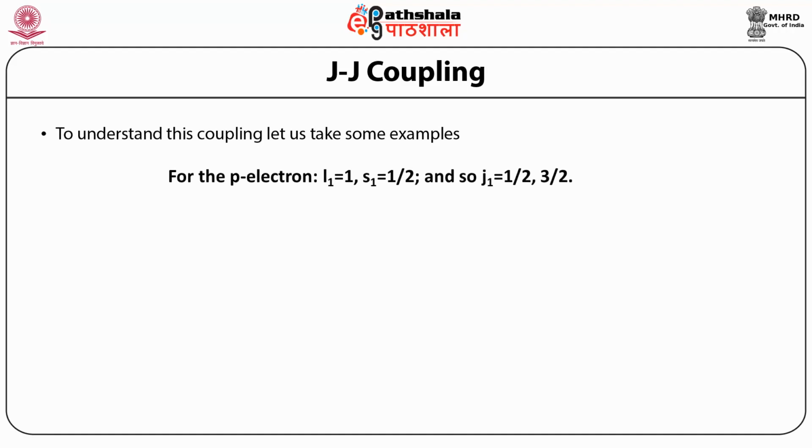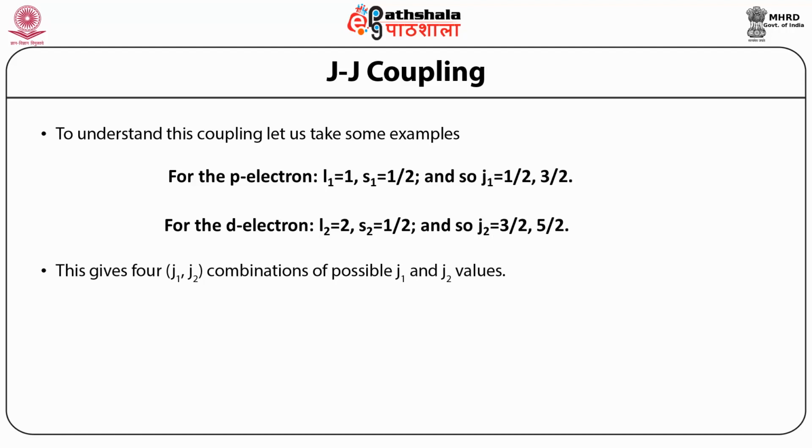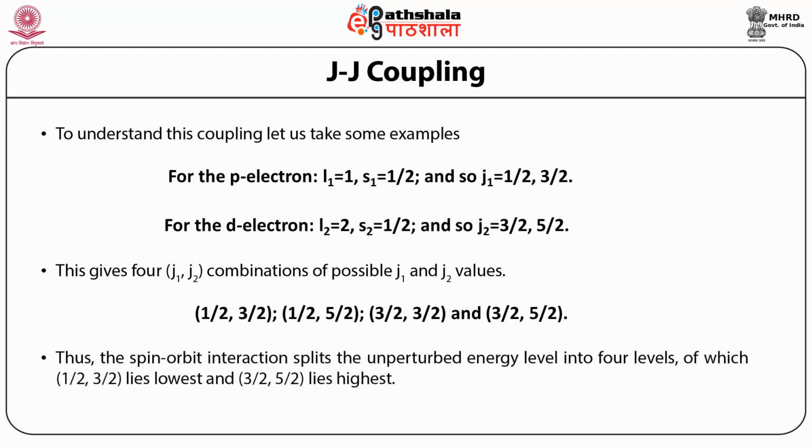For p electron, l1 is equal to 1, s1 is equal to 1 by 2, and so j1 is equal to 1 by 2, 3 by 2. For the d electron, l2 is equal to 2, s2 is equal to 1 by 2, and so j2 is equal to 3 by 2, 5 by 2. This gives 4 j1 j2 combinations of possible j1 and j2 values. These are 1 by 2 3 by 2, 1 by 2 5 by 2, 3 by 2 3 by 2, 3 by 2 5 by 2. Thus, spin orbit interaction splits the unperturbed energy levels into 4 levels, of which 1 by 2 3 by 2 lies lowest and 3 by 2 5 by 2 lies at the highest.